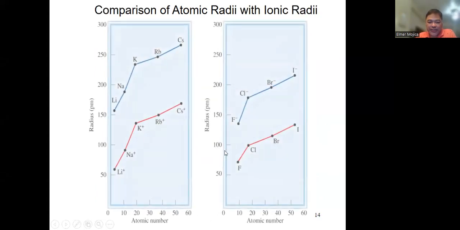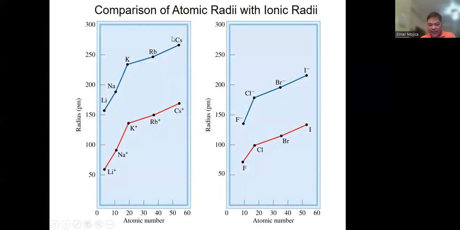If you look at the trends here, these are what we call cations. When you remove an electron, look at the size of the respective ions. It is smaller. Now, when you add electrons, look at the anions that they form. They're bigger or larger.